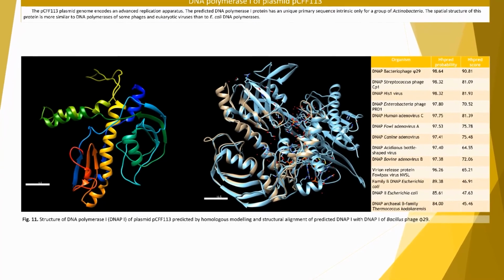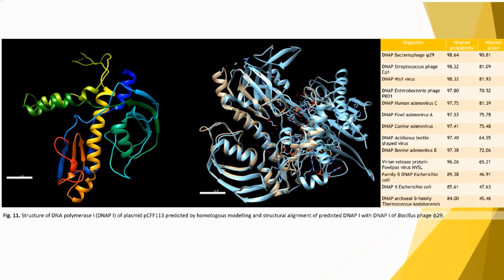The replication apparatus of pCFF113 is interesting for the presence of DNA polymerase I, which has no homologs among other organisms but some actinomycetes. However, the HMM motif comparison and the homology modeling demonstrated a high level of structural similarity of this protein to the DNA polymerases of the smallest known tailed bacteriophage Phi29, tectivirus PRD1, eukaryotic adenoviruses, and to an unusual archaeal Acidianus bottle-shaped virus. All the organisms listed above employ protein primers in replication.